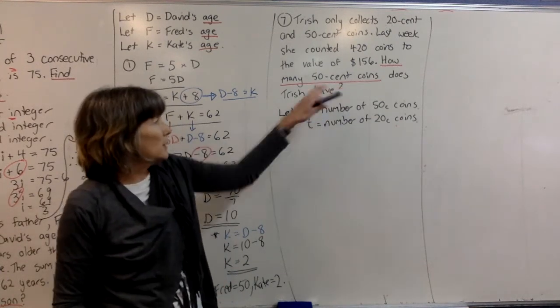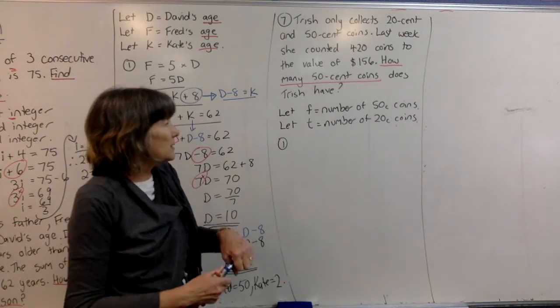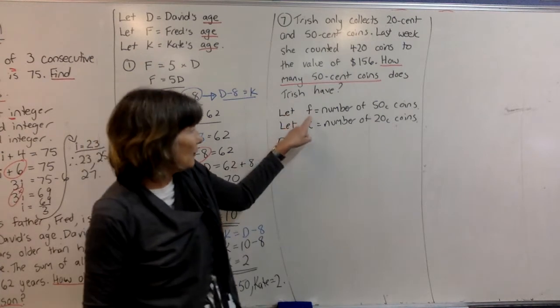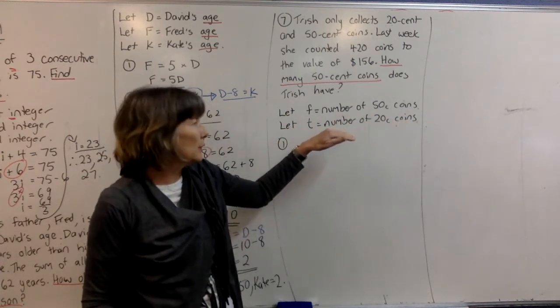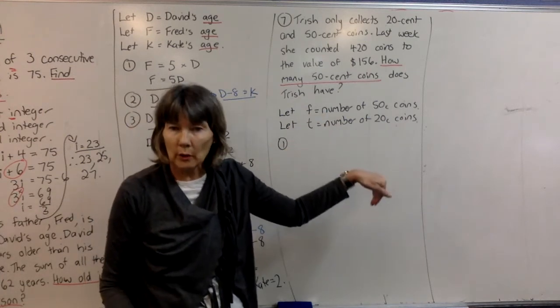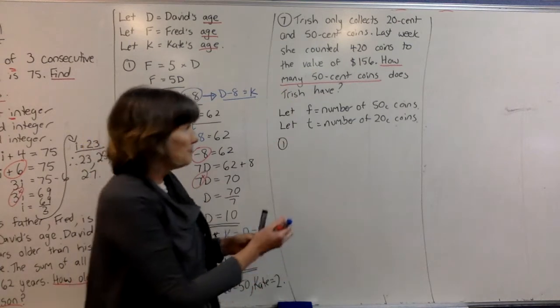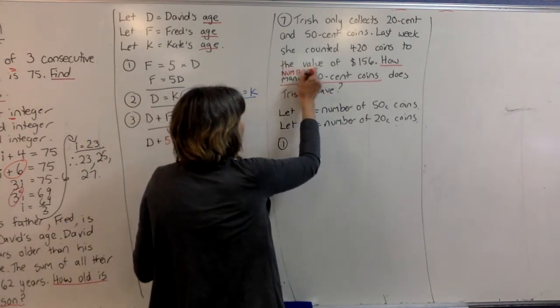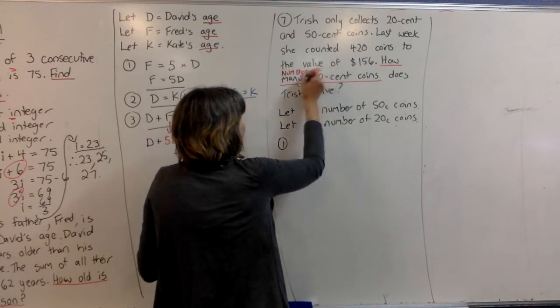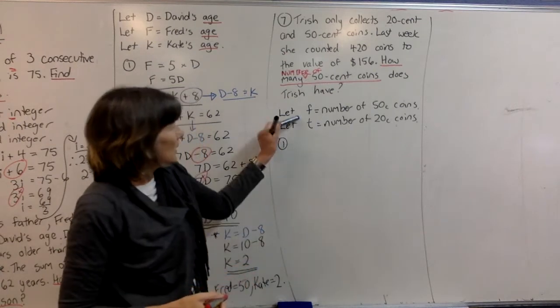So what we're looking for is how many 50-cent coins. So I'm going to start with my let statement saying let F equal the number of 50-cent coins. Notice I haven't written let F equal 50-cent coins. All right, it's the number of coins. See how it says how many? How many is the number of coins we're looking for? Right, so we want to find the number of 50-cent coins. So that's the first thing.